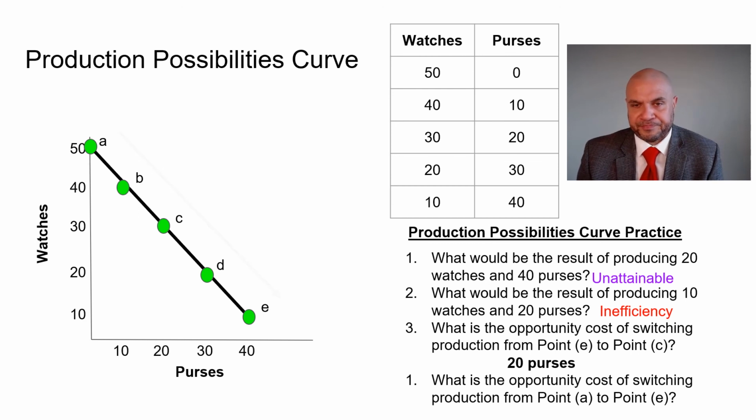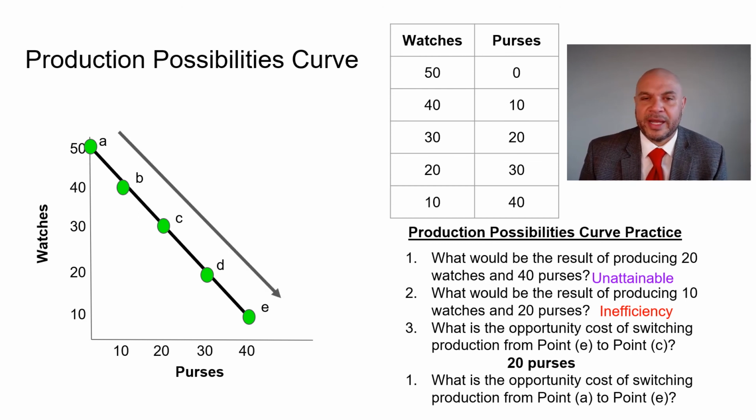All right, number 4, going from point A to point E. Once again, at point A, they were making 50 watches. At point E, they're only making 10 watches, right? They're gaining more purses and able to make more purses, but they had to give up a lot of watches to do so. Your job is to find out how many watches, right? So they went from producing 50 watches to 10 watches, so the opportunity cost is 40 watches. That's what they had to give up to produce more purses.